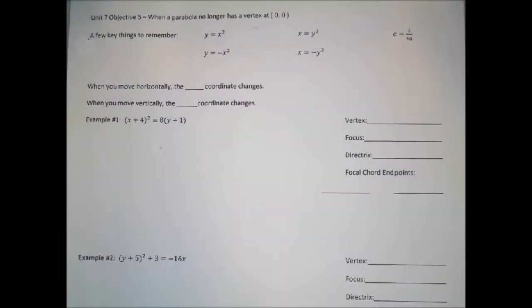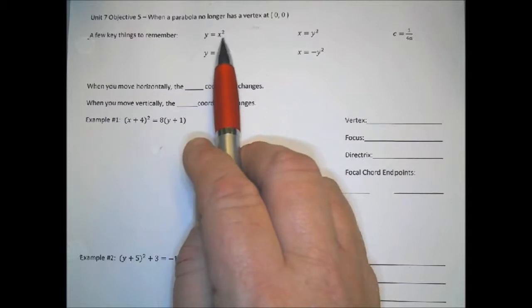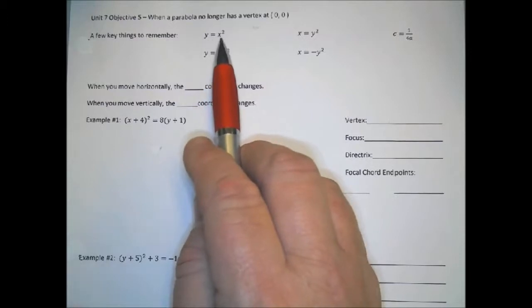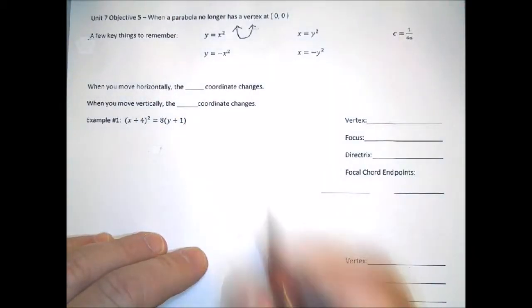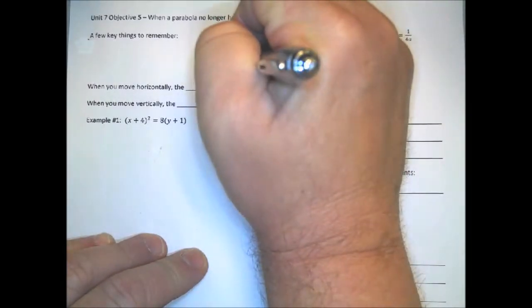In Objective 5, we start throwing pretty much everything at you all on one worksheet. So there's a few things we need to remember about the equation is going to tell us a lot about the parabola. If you have an equation that has y to the first power and x to the second power, so you've solved for y equals x squared, you know that's going to give you a parabola that goes up. Now, y equals negative x squared is going to give you a parabola that goes down.